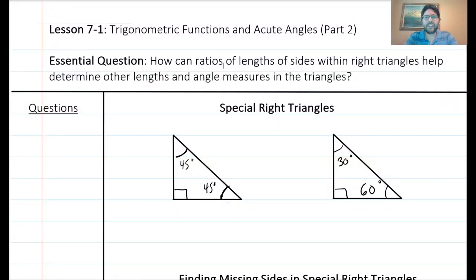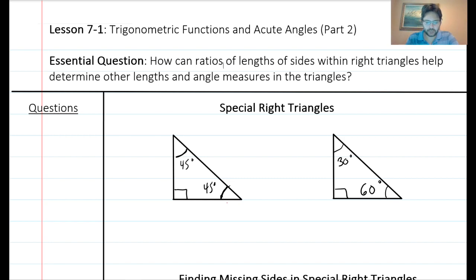All right, class, welcome to part two on trigonometric functions and acute angles. We're going to continue our discussion of trig functions, and specifically we're going to be talking about how to find missing sides for special right triangles. That's our first topic for the day. We're going to be talking about these special right triangles.